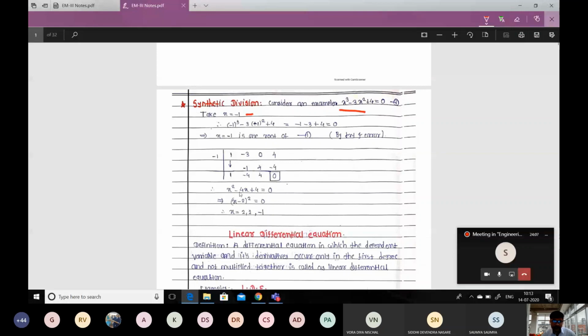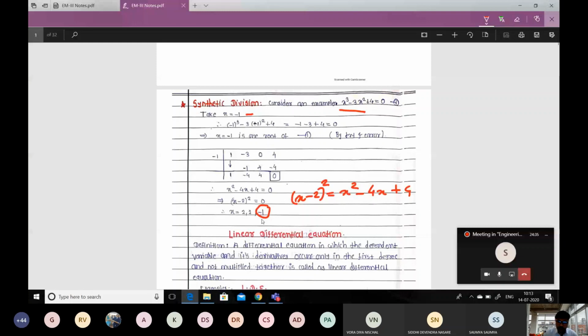So we can see this is just the expansion of (x minus 2) whole square, isn't it? (x minus 2) whole square is nothing but x square minus 4x plus 4, and that's why it is equal to (x minus 2) whole square equal to 0, and that gives us two repeated roots, that is x is equal to 2, 2, and -1, which is already found by the trial and error method. So these are the three roots, out of which two are repeated and one is distinct.